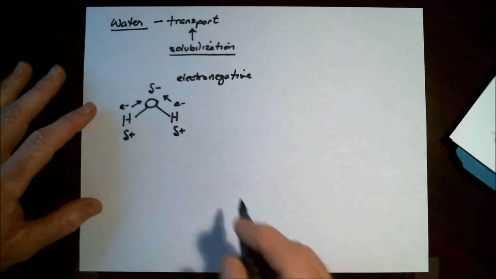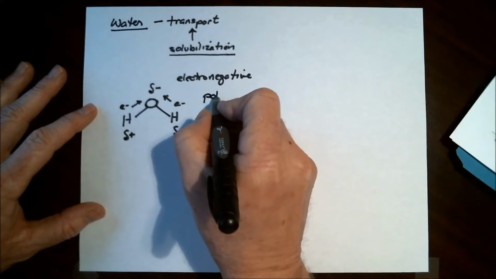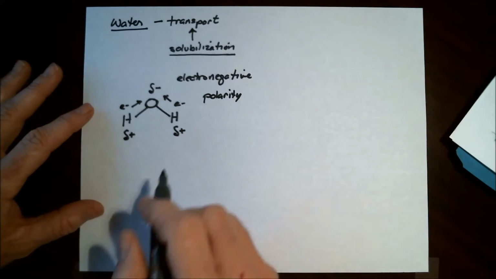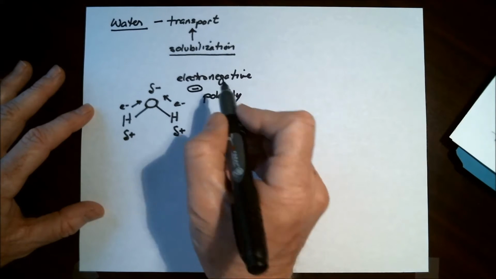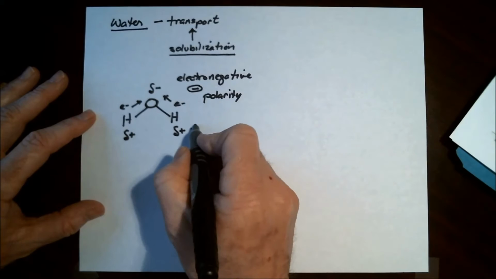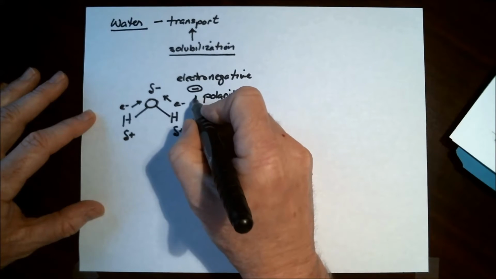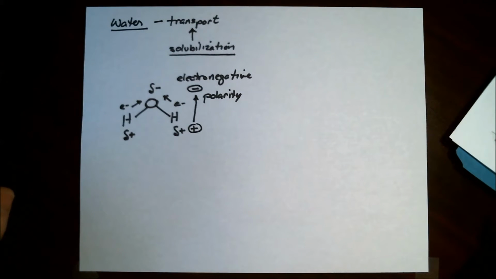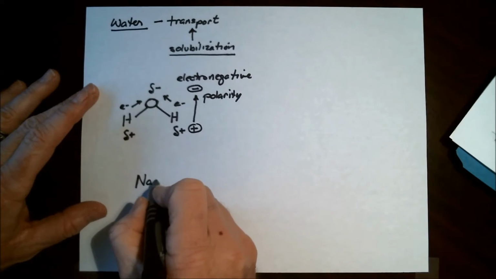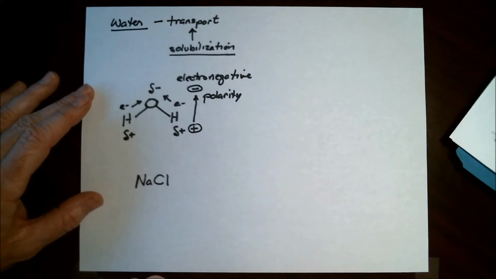Essentially, what we're doing is we're creating a molecule with polarity, where you have a partial negative charge on one end of the molecule, and a positive charge on the other end of the molecule. It's this atomic structure of water that gives its solubilization properties. In order to see that, let's take an example of our familiar sodium chloride crystal.